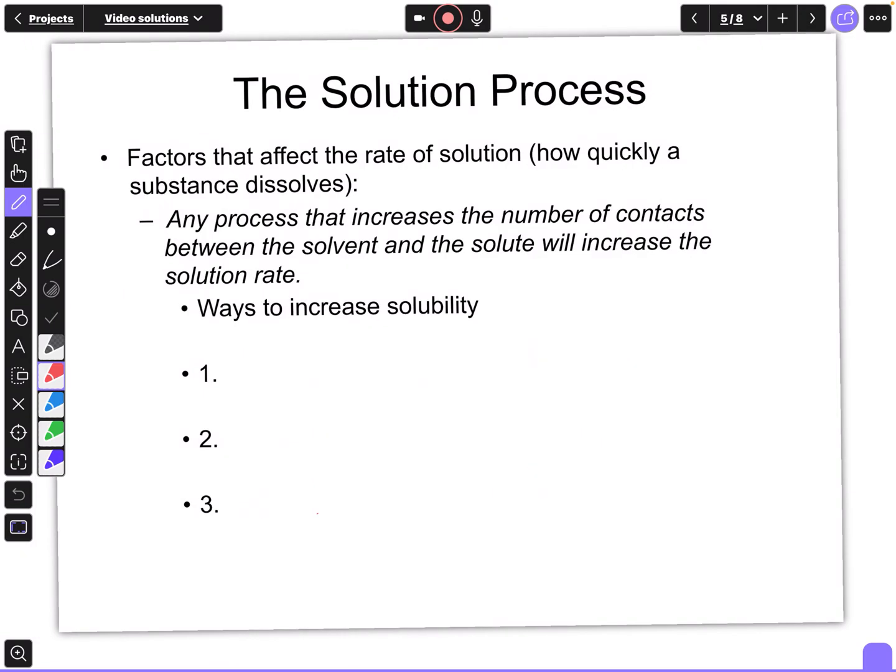Okay, next, the solution process. There are factors that affect the rate of solution, or how quickly a substance dissolves. Any process that increases the number of contacts between the solvent and the solute will increase the solution rate. And there are ways to increase solubility. The first way would be to increase the surface area.